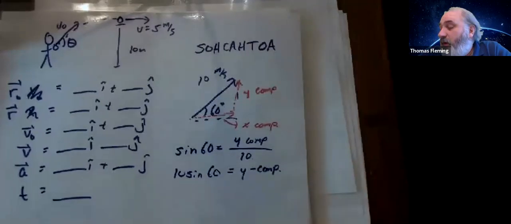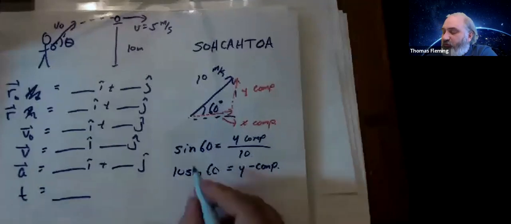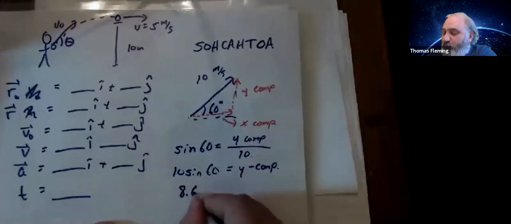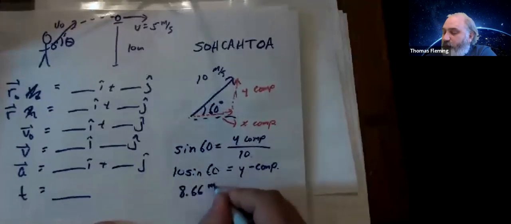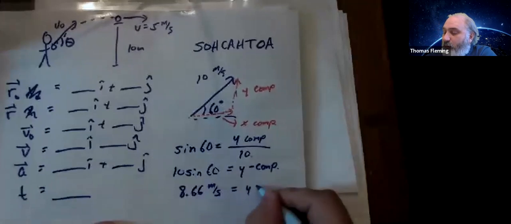And of course, what's the sine of 60? It's the square root of 3 over 2, which is like 0.866. So if I multiply that by 10, it's like 8.66 meters per second. That's my y component.